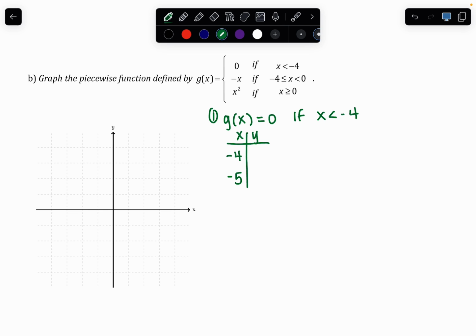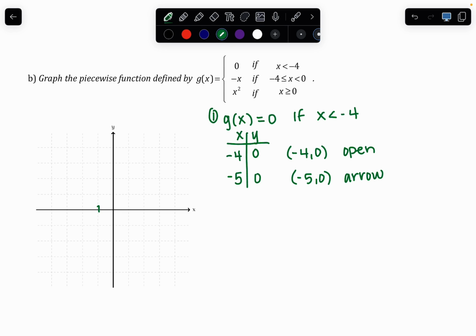Okay, for both of these, no matter what we plug in, our y value is going to be 0. So our first ordered pair is negative 4, 0, and is it going to have an open or closed circle? Open. And at the ordered pair negative 5, 0, we know we have a point, but is it going to continue to be an open, closed, or arrow? Arrow.